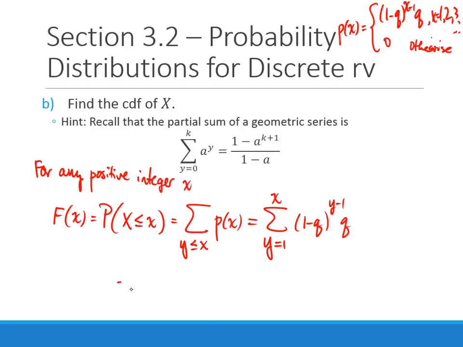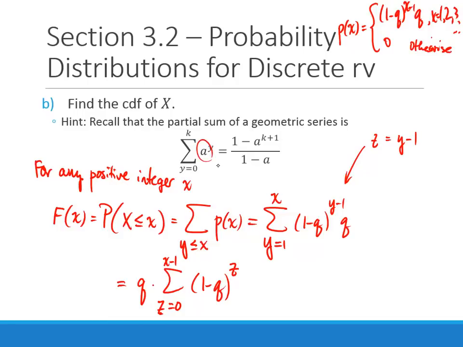Okay, so we can rewrite this. This is equal to q times the summation. I'm going to change the index here. I'm going to let z equal y minus 1. So I'm just changing the index of this sum, which means that I can now go from z equals 0 up to x minus 1 of 1 minus q to the z. Just rewriting this, changing my index, and now I can use that little hint up at the top of the page.